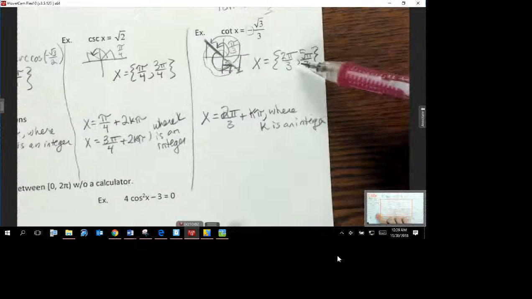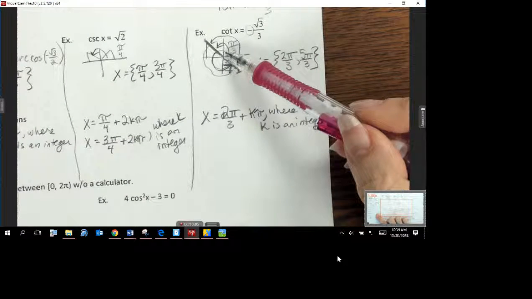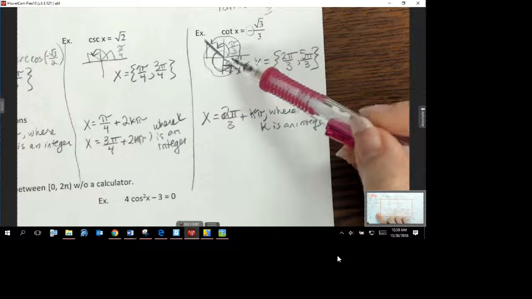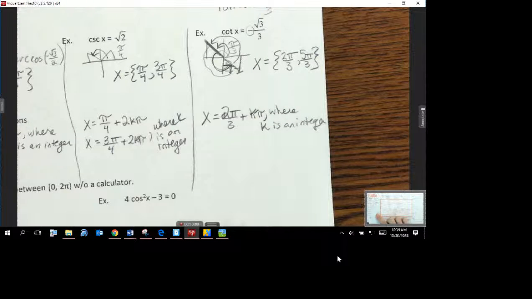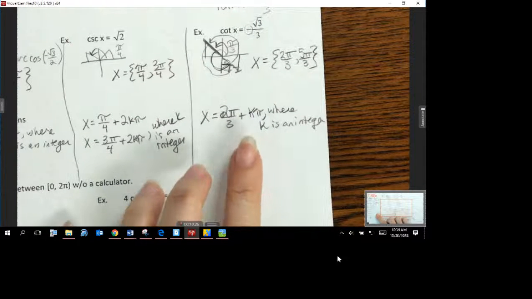But I don't even have to mention 5 pi over 3 because when I add on pi from 2 pi over 3, it ends up at 5 pi over 3. And that's because the period for tangent is pi. It repeats every pi. Where the other two, the period is 2 pi. So that's why what we're adding is different. So you don't even have to mention the second one for tangent. Okay?